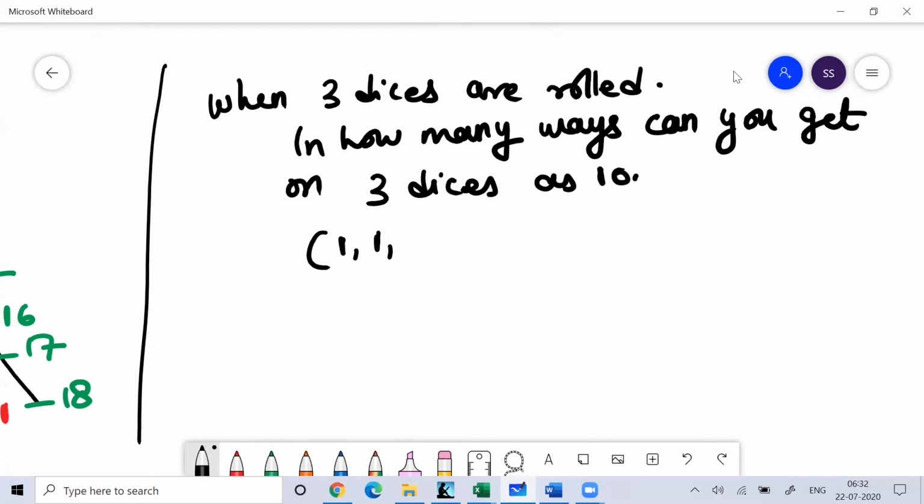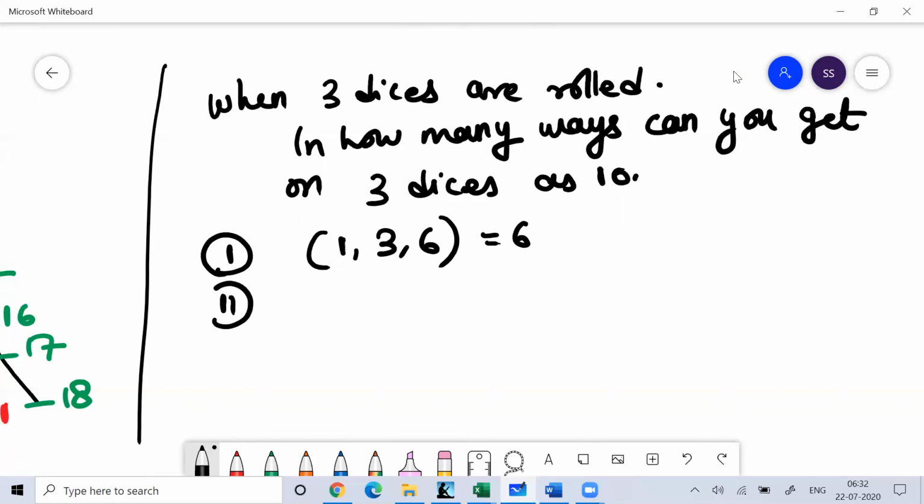So 1 comma 1, will it work? No. The 8 I can't get on a dice, so 1 comma 1 is not working. Then 1 comma 3, 1 comma 3 is 4, then 6. This can be one of the cases. So the total number of cases would be 6, that is 3 factorial. I believe you know this fact.